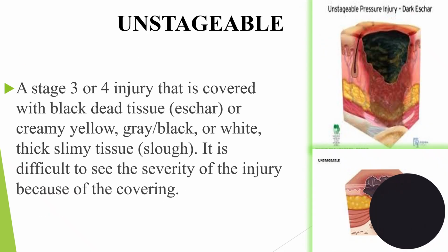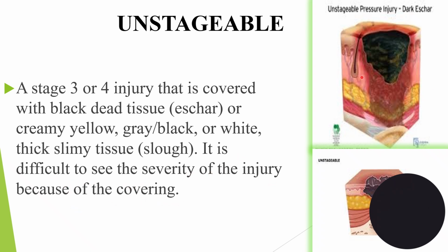Next one is unstageable. Unstageable means we cannot predict which stage it comes under. So it is a stage 3 or 4 injury that is covered with black dead tissue or a scar, or creamy yellow, grey, black or white thick slimy tissue slough. It's difficult to see the severity of the injury because of the covering.